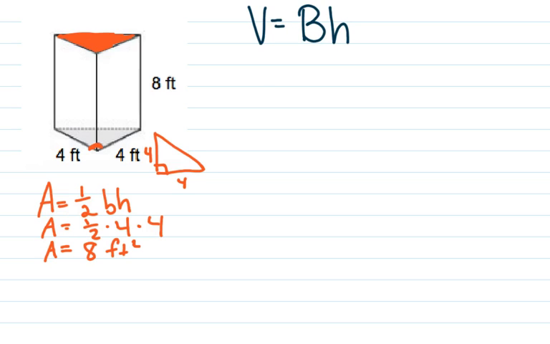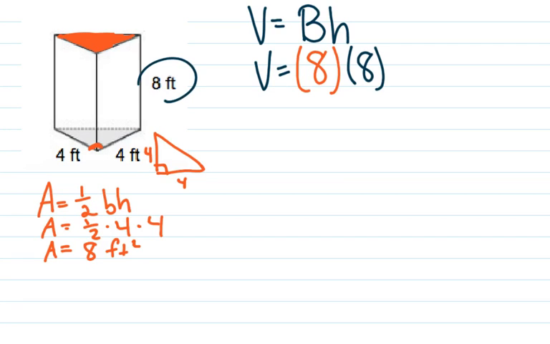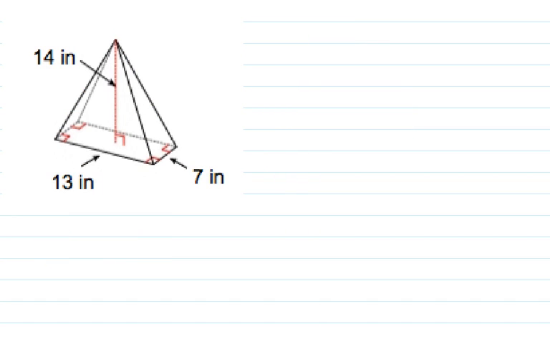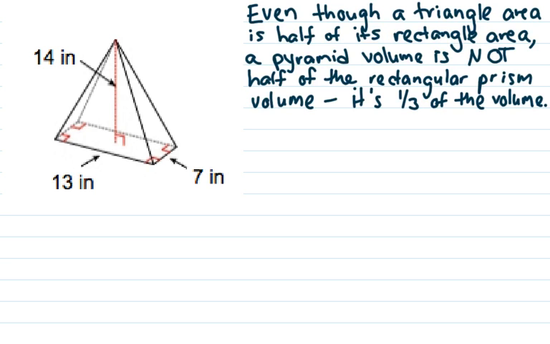Now I've got the volume is the base area of 8 times the height of the prism, which coincidentally also is 8, making the volume 64 feet cubed. There's the volume. Now we've got a pyramid. With pyramids, you really need to know one important thing.